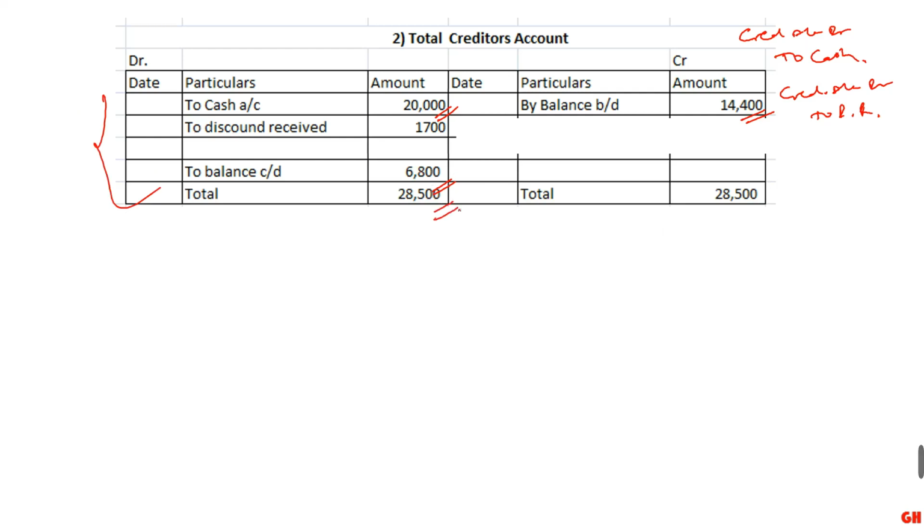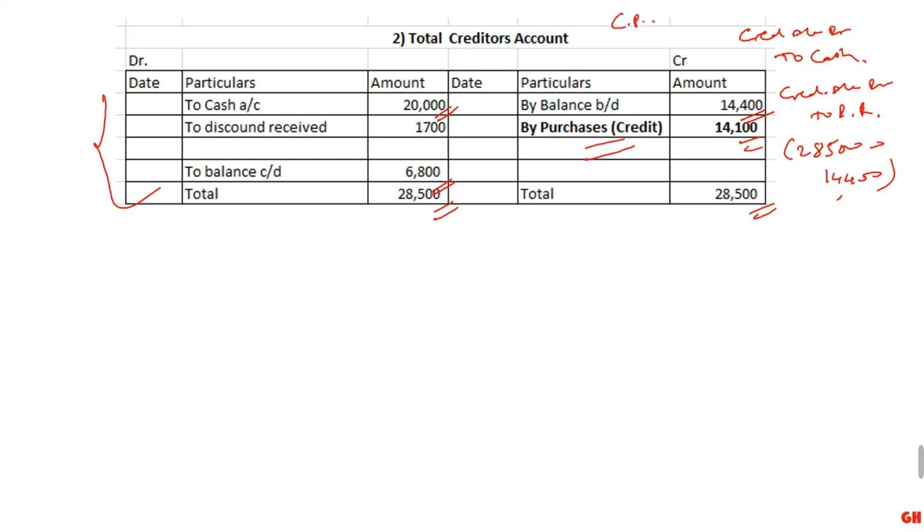The total is 28,500. Now we need to find out the missing figure. To find the missing figure, 28,500 minus 14,400. The answer will be 14,400. This will be called credit purchases. It is very important to get credit purchases because cash purchases is already given.